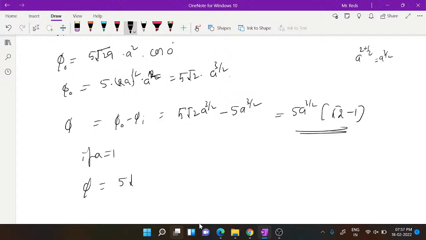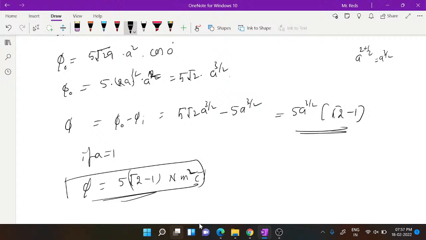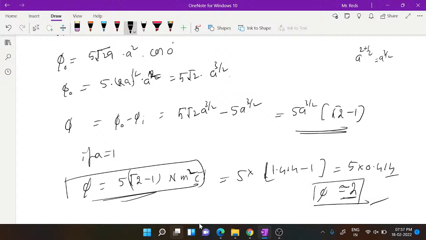So the flux is 5 into root 2 minus 1 newton meter squared per coulomb. If we substitute, root 2 is 1.414, so it is 5 into 0.414, which is approximately 2. That will be the total flux, 2 newton meter squared per coulomb. Those are the units.